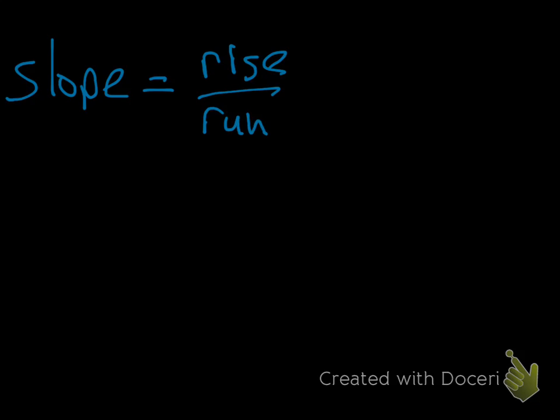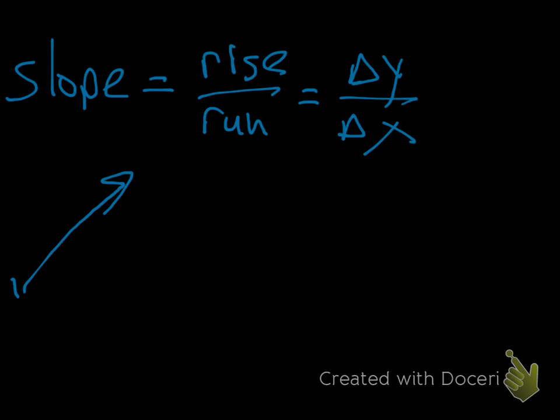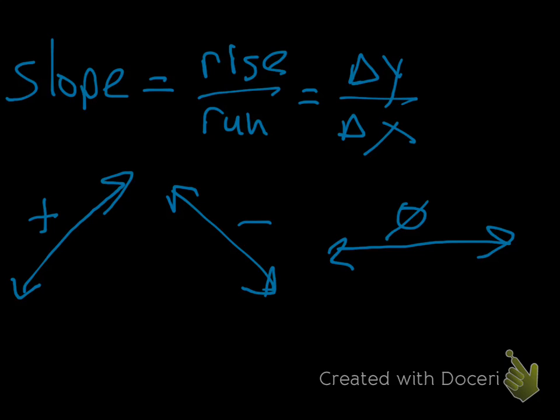Okay, so this is just a basic review. Slope is equal to rise over run, which is the same thing as your change in y over your change in x. Anything that's going in an upward direction is positive, in a downward direction is negative, horizontal is 0, and vertical is undefined.